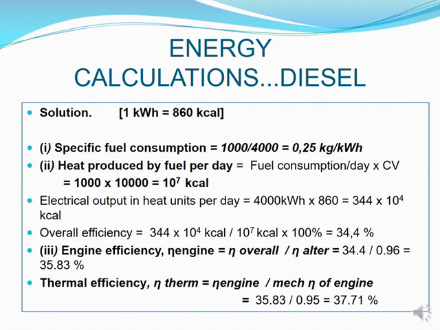Then once we've got that, we can do our engine efficiency, which is going to be your overall efficiency divided by the efficiency of your alternator, and that will then give us 35.83%. So your thermal efficiency will simply be equal to your engine efficiency divided by the mechanical efficiency of your engine, and that will give us 37.71%.